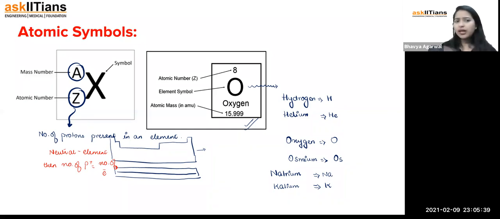All right, so I understood what is atomic number. Now what is mass number? So mass number is basically a number which tries to tell about the mass of that element. Now, your total mass is contributed by the total number of protons and neutrons.